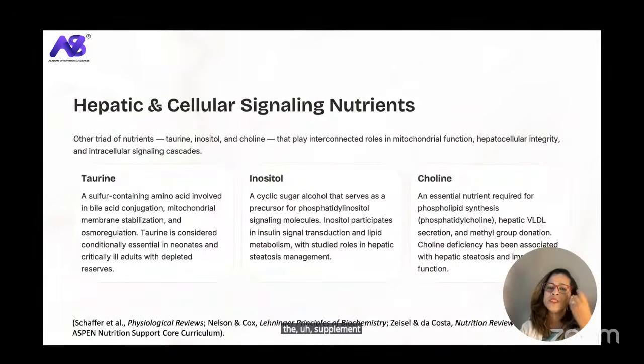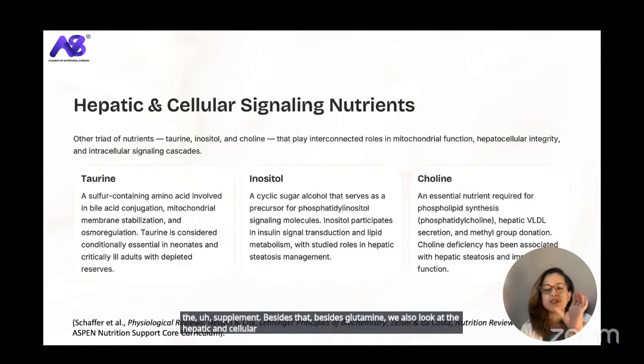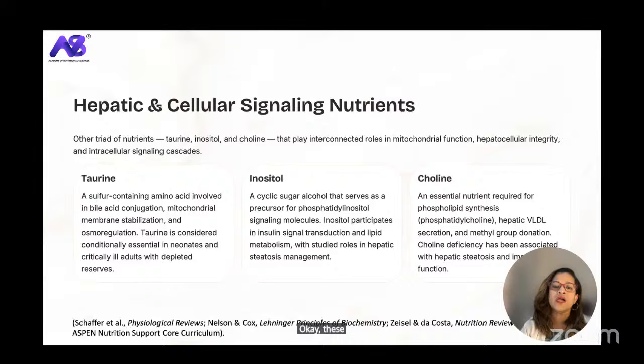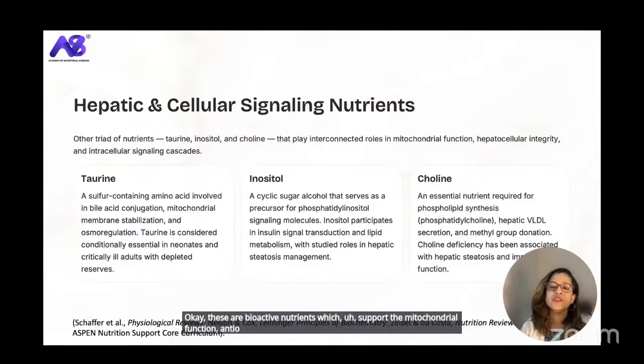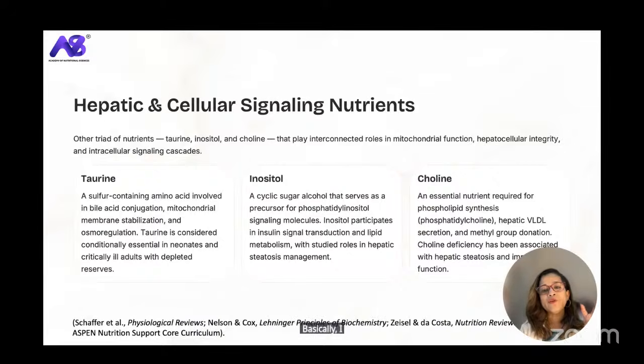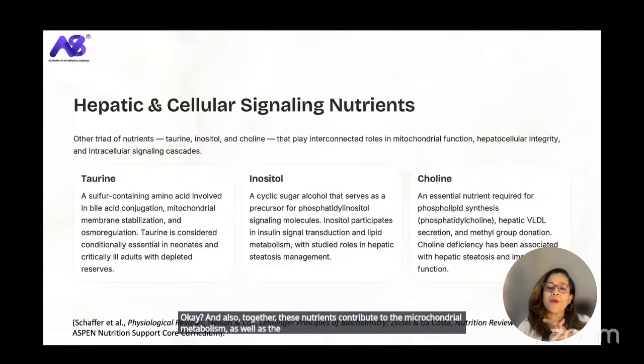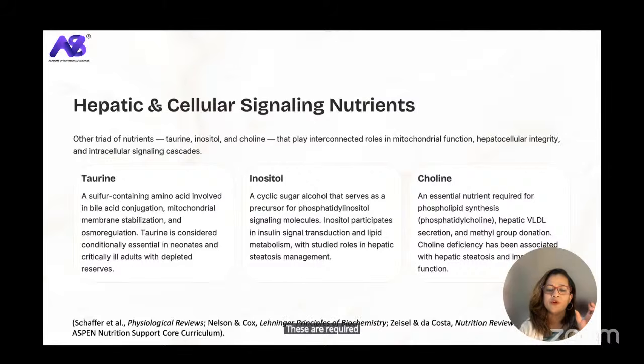Besides glutamine, we also look at the hepatic and cellular signaling nutrients: taurine, inositol, choline. Okay, these are bioactive nutrients which support the mitochondrial function and antioxidant defense. Basically, inositol participates in the intracellular signaling pathway. And together these nutrients contribute to the mitochondrial metabolism as well as the hepatocellular integrity. So these are required for the cell functions.